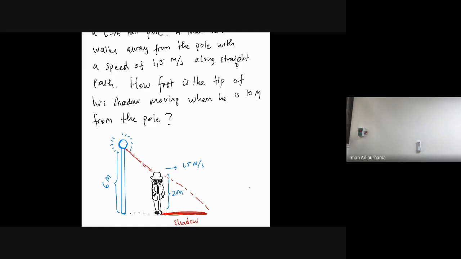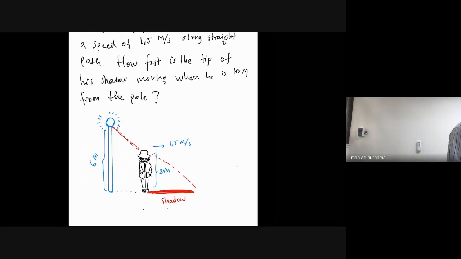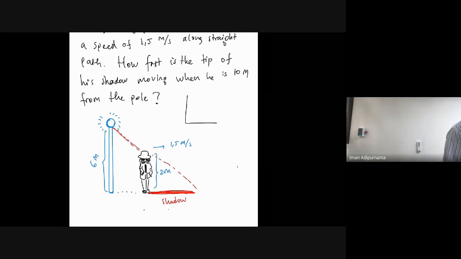3.75 is what? Okay, I get the idea. But the key of related rates is checking this triangle, right? See if I can find relations. So this is 6, this is 2. Let's say this is x and y.